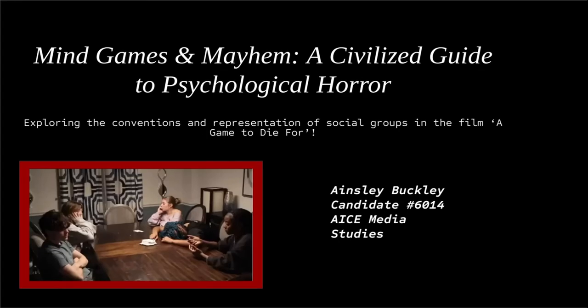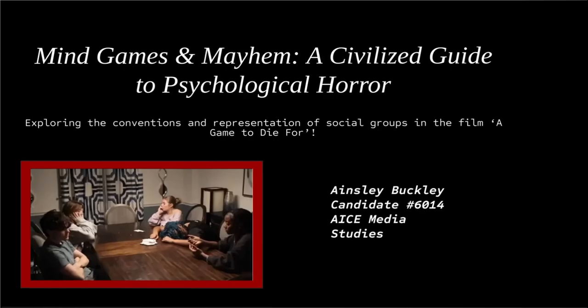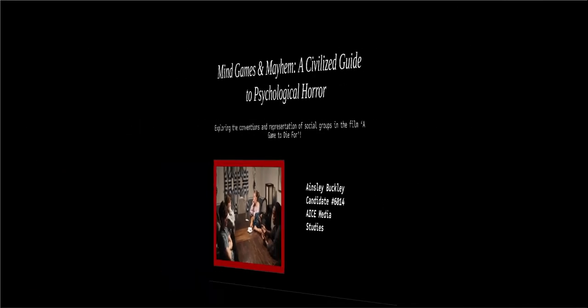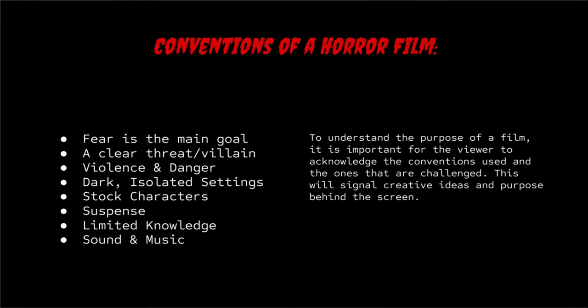In this presentation today, we are going to be talking about the conventions and representation of social groups in the film A Game to Die For. To start off, there were some conventions that were used within this specific film, but can also be seen in other horror films. This can include fear, a clear threat, violence and danger, dark, isolated settings, stock characters, suspense, limited knowledge, and then sound and music.